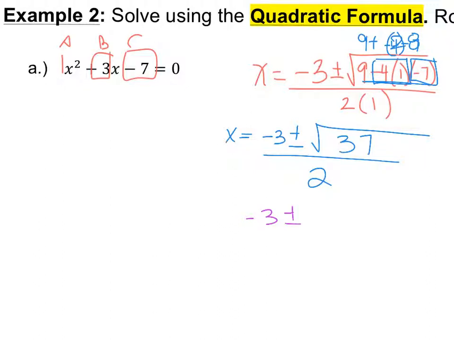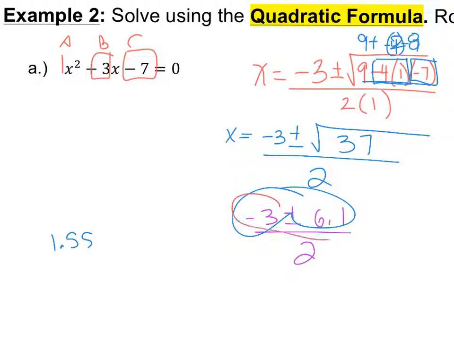Yeah, 6.08. My bad. So let's say 6.1. And then you are going to divide by 2 times 1, which is 2. Negative 3 plus 6.1 is 3.1, and that divided by 2 is 1.5.